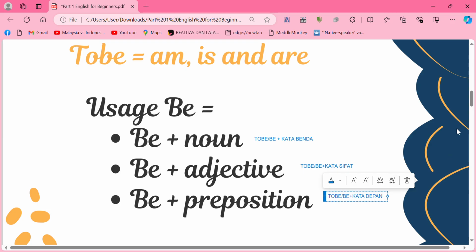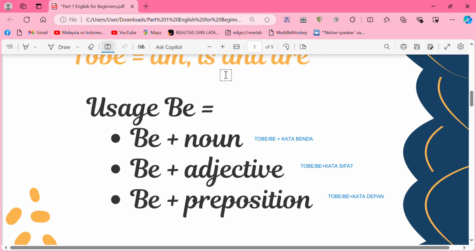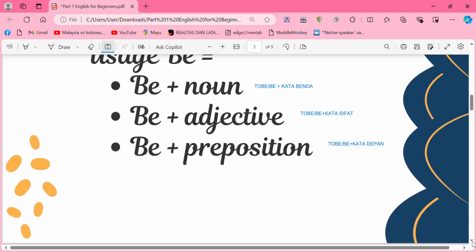Oke. Dari sini kalian bisa paham ya. Oke. Jadi ini usage be atau penggunaan be. Be ini adalah verb. Verb ada am, is, and are. Next.